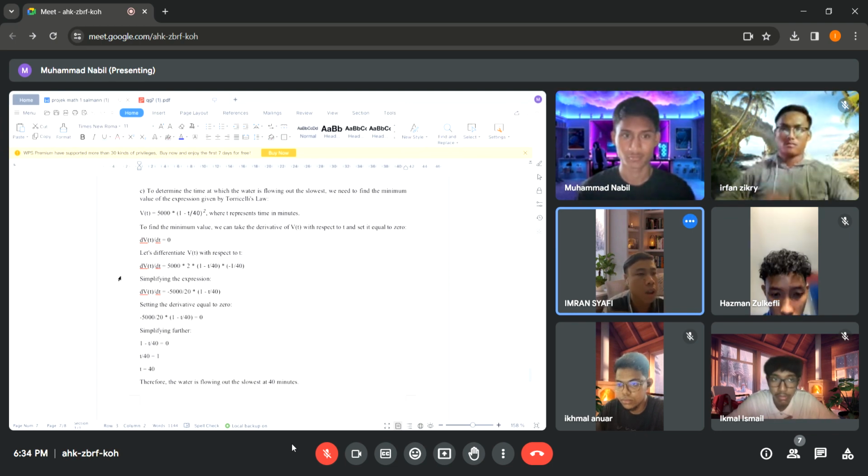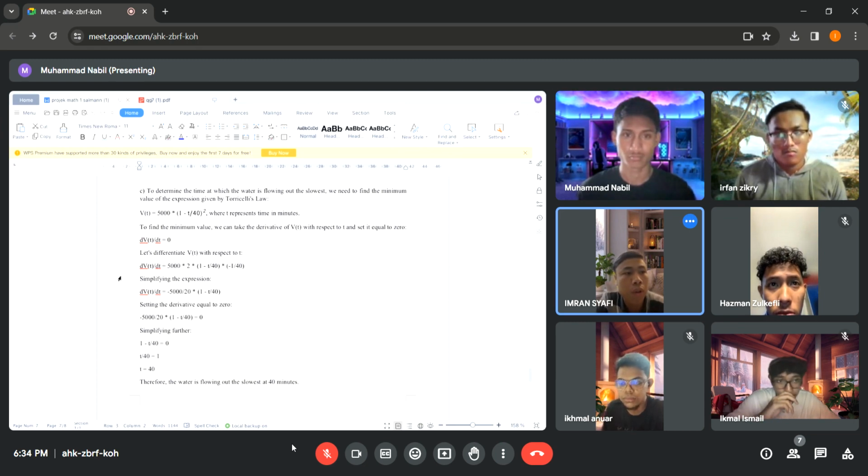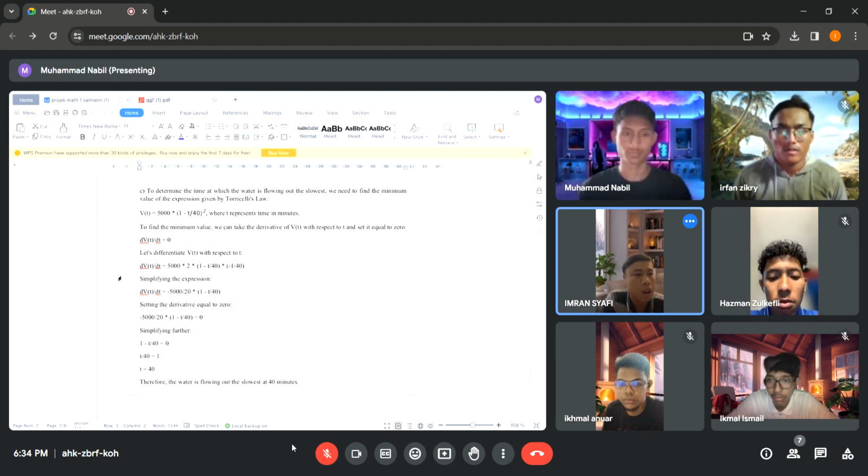V(t) equals 5,000 times (1 minus t over 40) squared, where t represents time in minutes. To find the minimum value, we can take the derivative of V(t) with respect to t and set it equal to 0. dV/dt equals 0. Let's differentiate V(t) with respect to t.